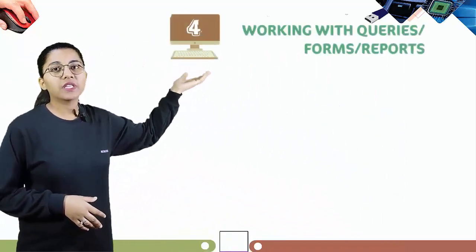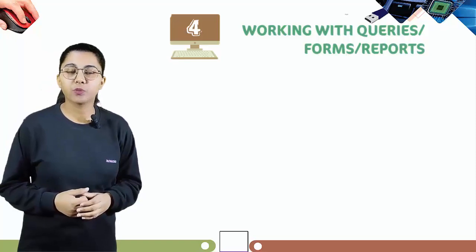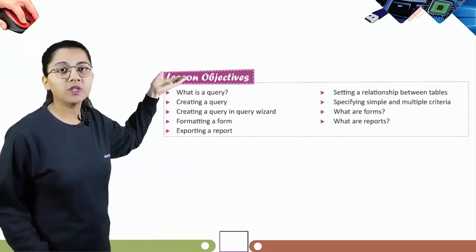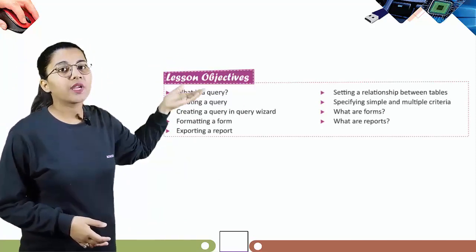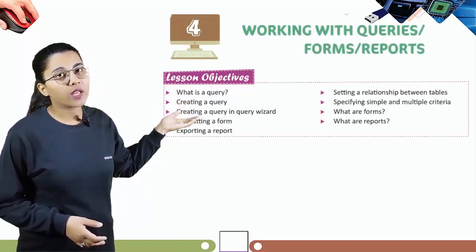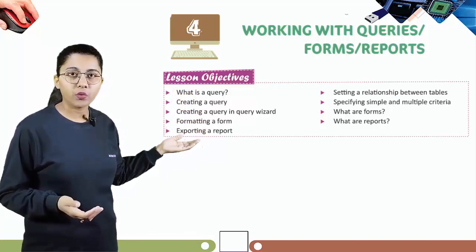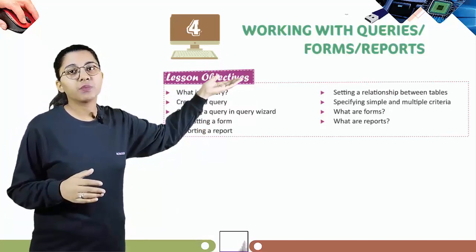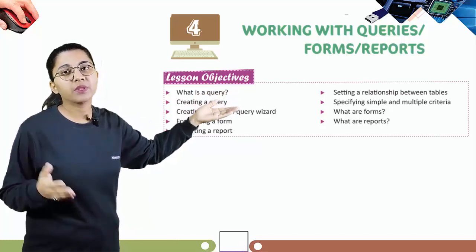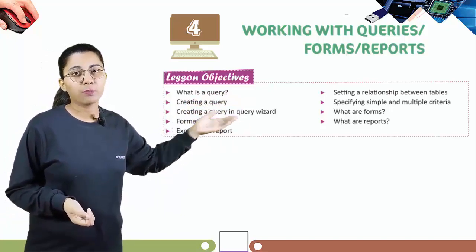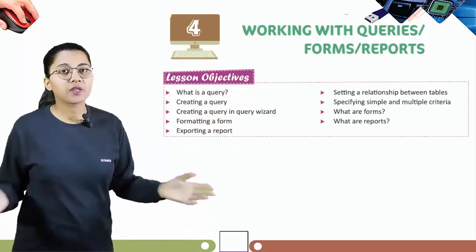Today we are going to start our chapter number 4, that is working with queries, forms and reports. So students, before we start our chapter, let's have a quick look at some lesson objectives. First we have what is query, then creating a query, then creating a query in Query Wizard, then formatting a form, exporting a report, then setting a relationship between tables, specifying simple and multiple criteria, then what are forms and then what are reports. So students, now let's start our chapter.